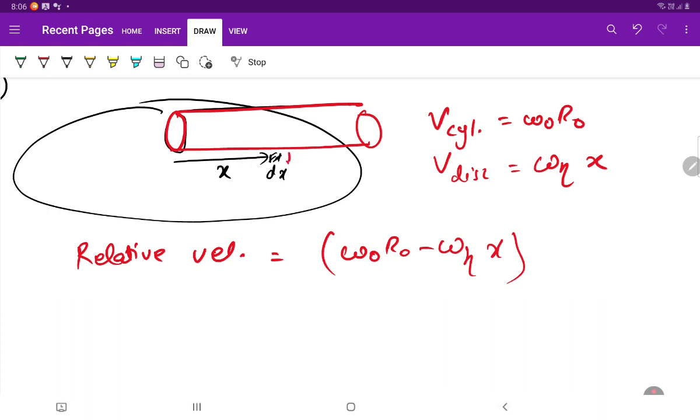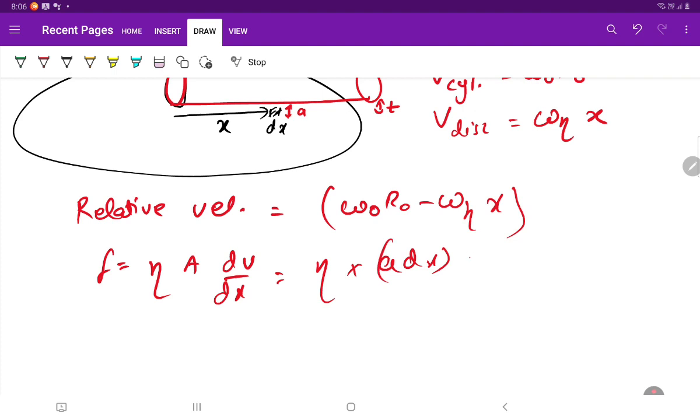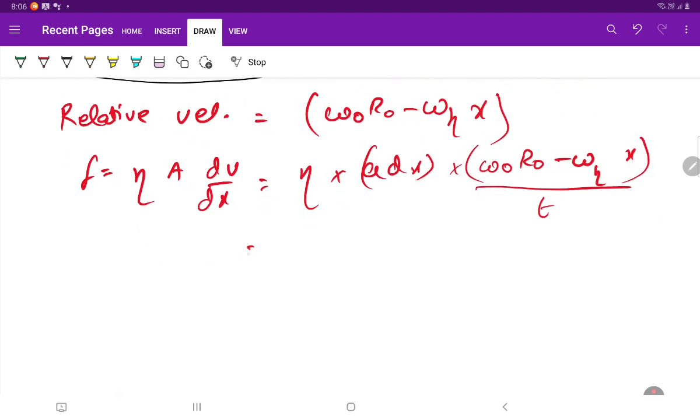Now you can assume this width covered to be some length, suppose a. Just for simplifying the calculation, we know that the friction is equal to eta a dv by dx. If the layer of the film is t, then the friction will be eta a into dv, which is omega naught r naught minus omega eta x, the relative velocity, over dx, which is t. So observe that eta, a and t are constant, and my point of interest is omega naught r naught minus omega eta x.